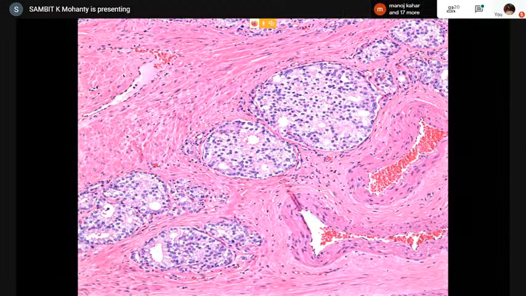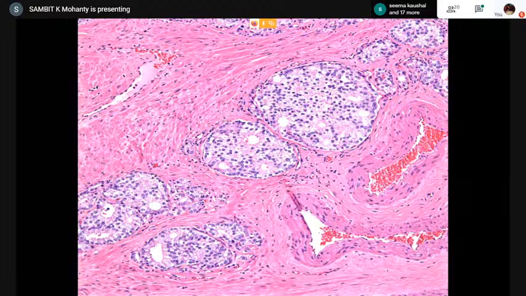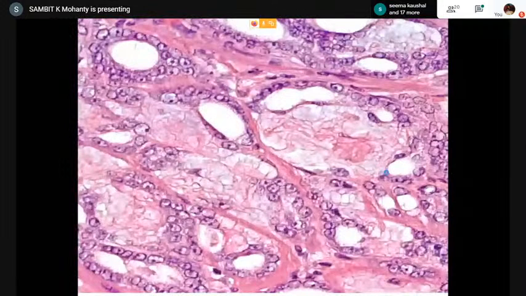But look at the stroma here. There is absolutely no desmoplastic reaction. It's absolutely clean. No desmoplasia. These are all the nuclei of the smooth muscle cells and the fibroblasts. How about this one?